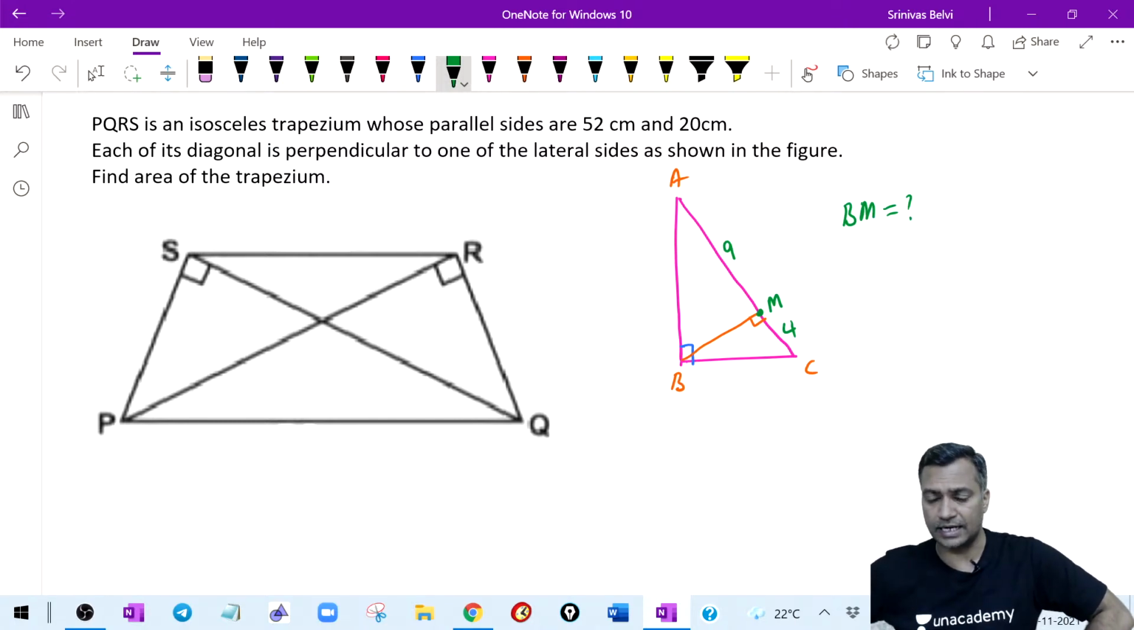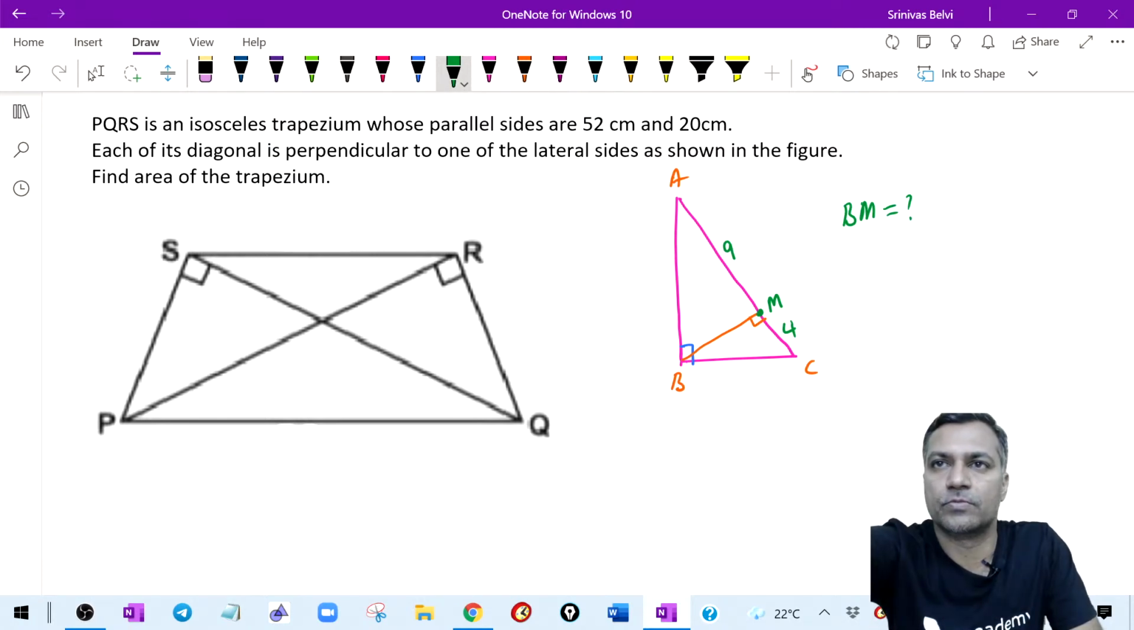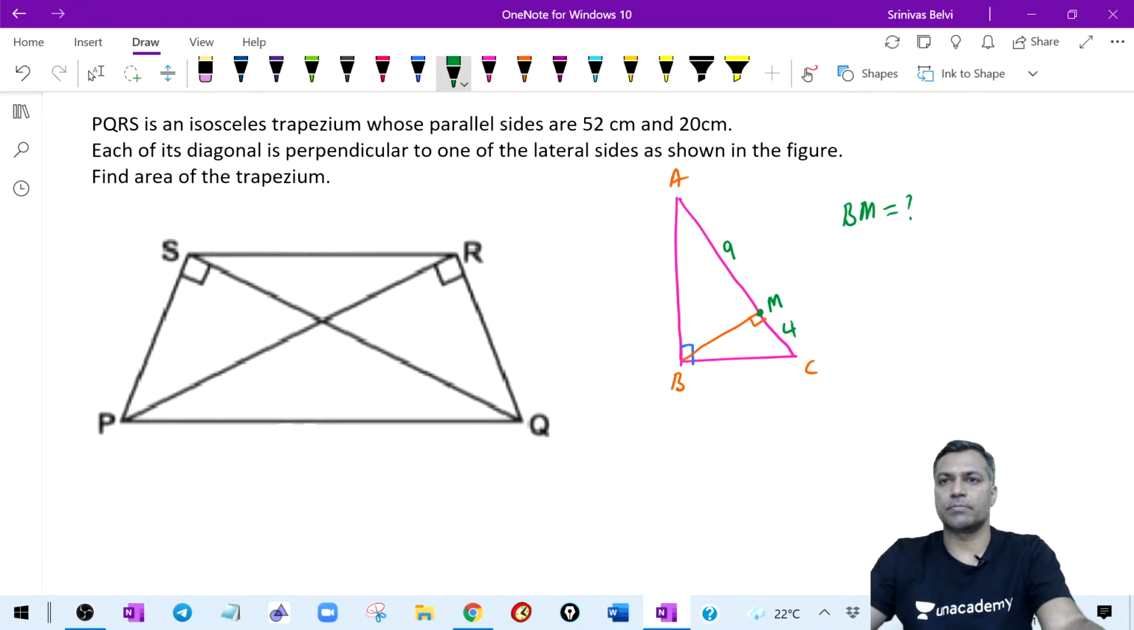In a right angle triangle ABC, right angled at B, from B I dropped a perpendicular to hypotenuse AC, and AM is 9 units, MC is 4 units. What is the measure of BM? Quickly answer this. Guys, fast. Tell me what is BM?